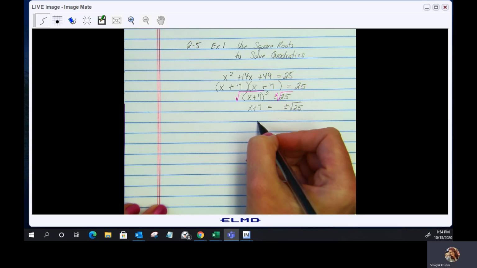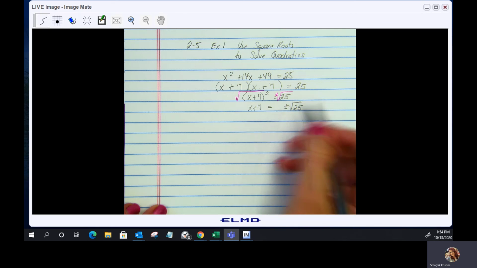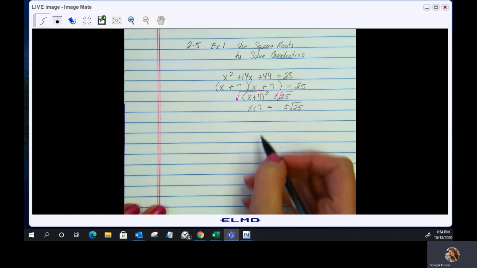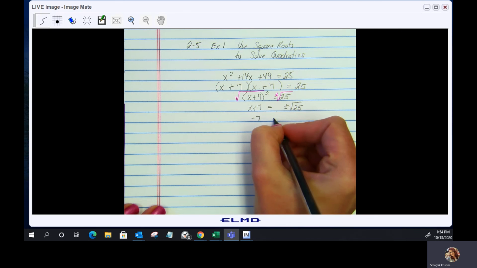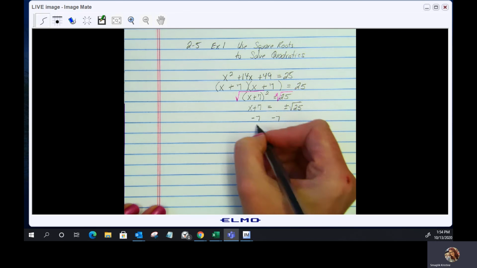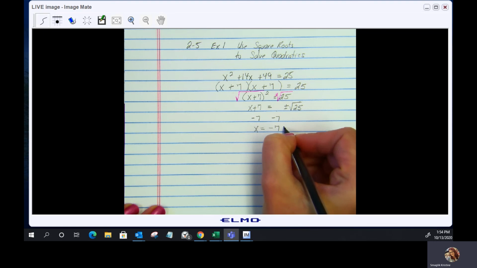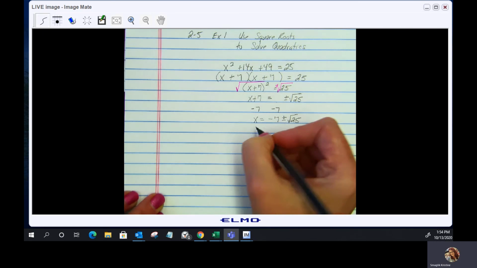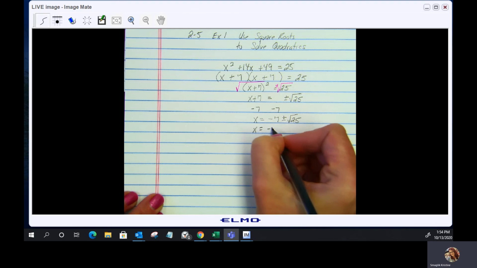Now here's a very important step. When you move a constant over to the other side, you need to make sure you put it to the left of the plus or minus. So I'm going to subtract 7 from both sides, and I get x equals negative 7 plus or minus the square root of 25. And I'm going to simplify.